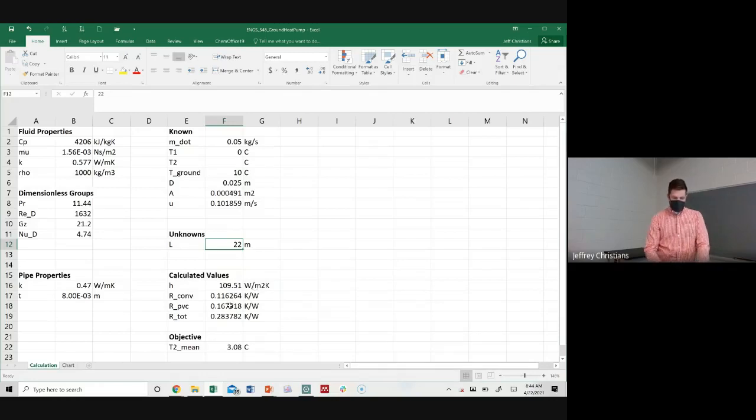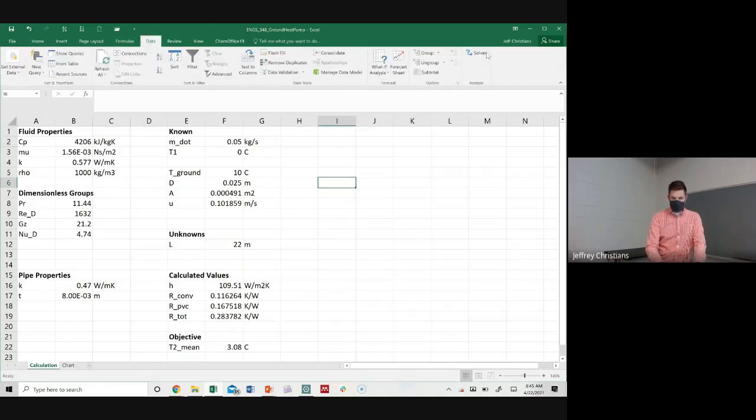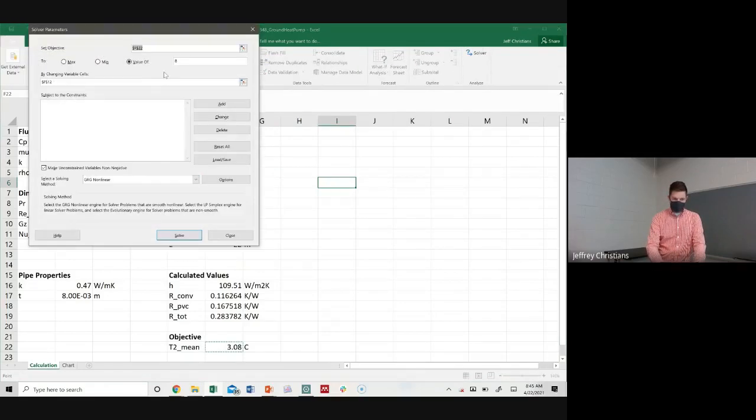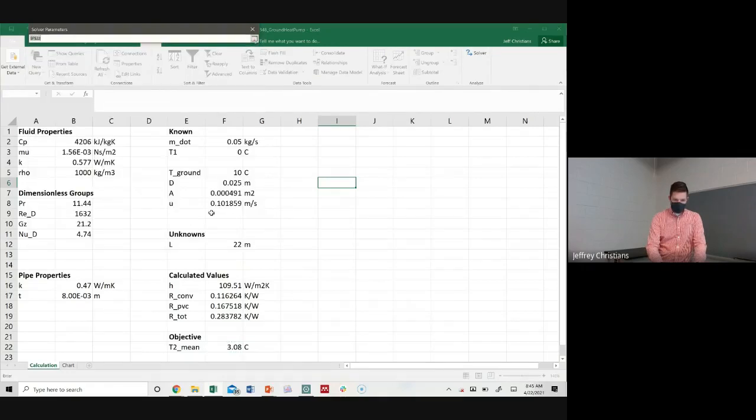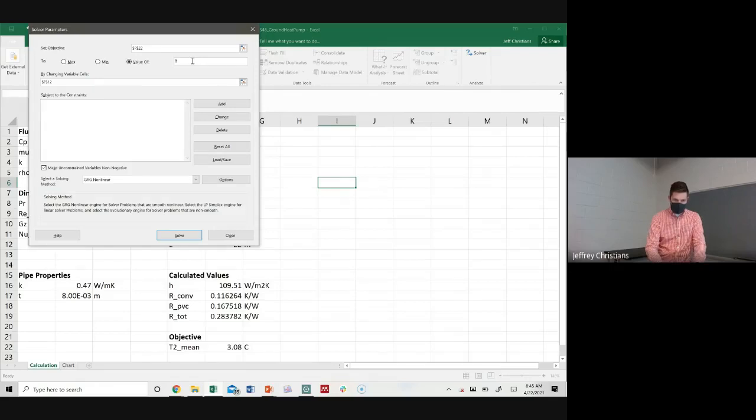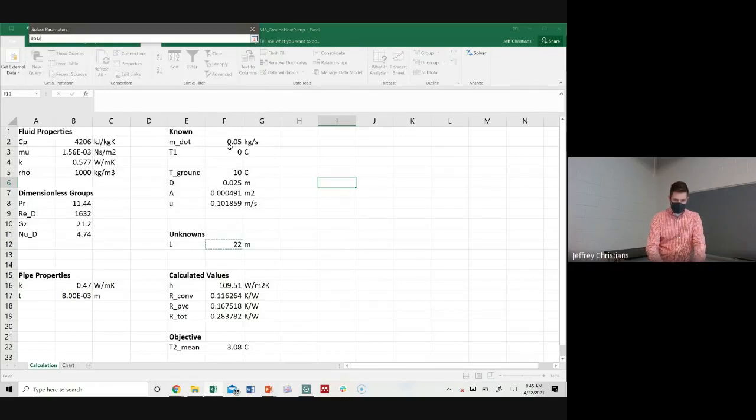Okay. So what we can see here, now we have a model that we can play with and start to change things around and figure out how different parameters are going to actually influence the system. So for example, we can solve this and find how long the pipe needs to be. So we could use something like Solver. We want to set this to 8 degrees, so set it to a value of 8 by changing the length.